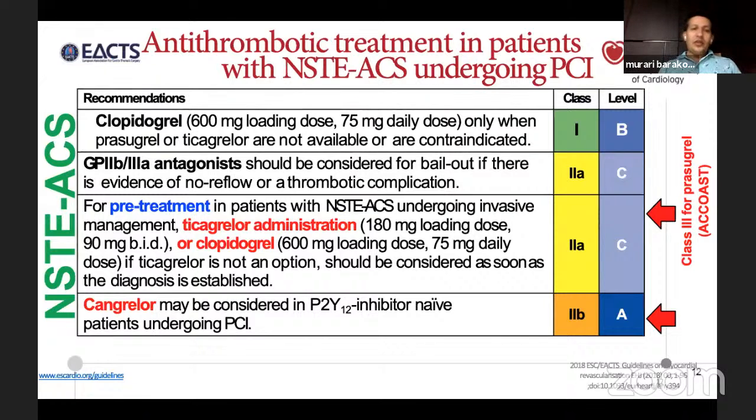And the other medicines, the GP2B3A inhibitors like abciximab, tirofiban or eptifibatide, have to be given only as a bailout. For example, if there is no flow or there is any visible thrombus at the time of intervention, or it develops newly. And if patients are new to P2Y12 inhibitors, we can consider cangrelor, which is an IV P2Y12 receptor inhibitor, at the time of PCI.